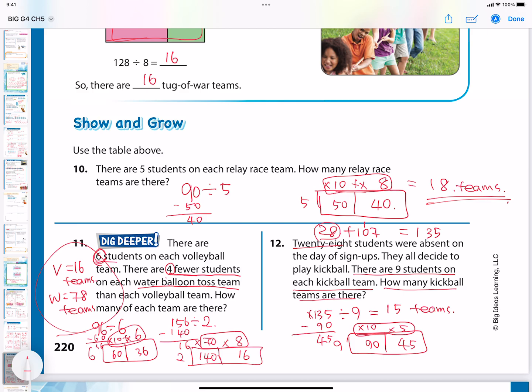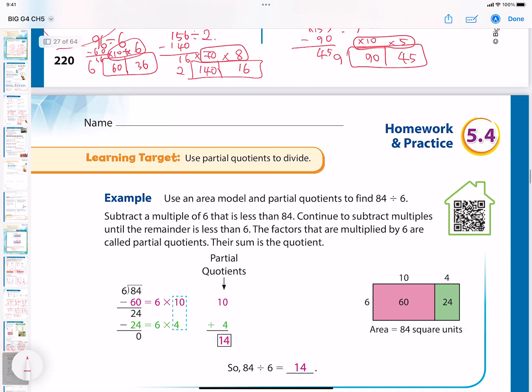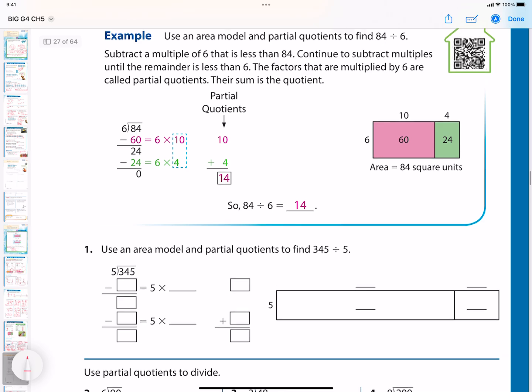That's it, guys. This is fun to play and practice. I want you to practice this partial quotient strategy more. This is going to help you understand how to find the actual quotient. And your homework, 221 and 222.